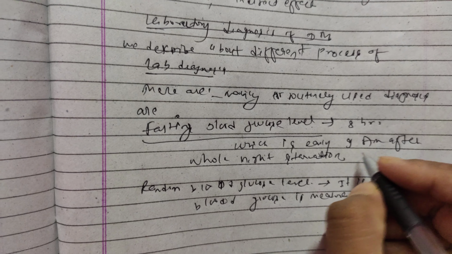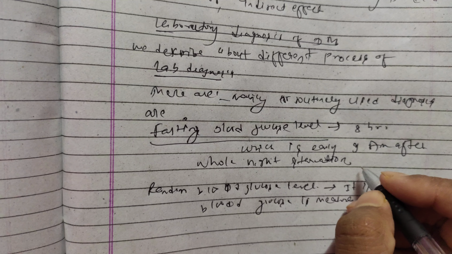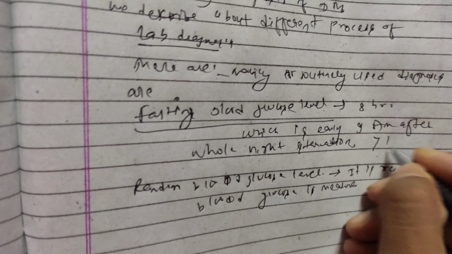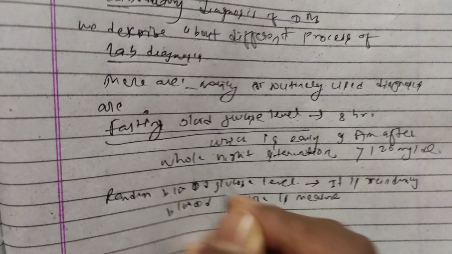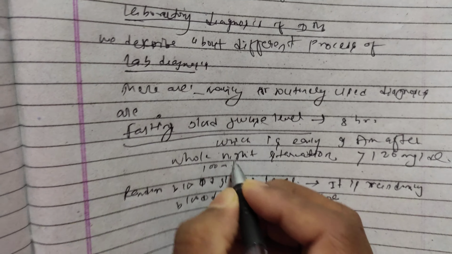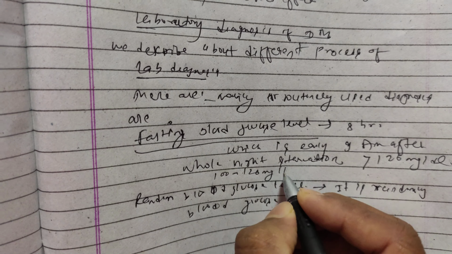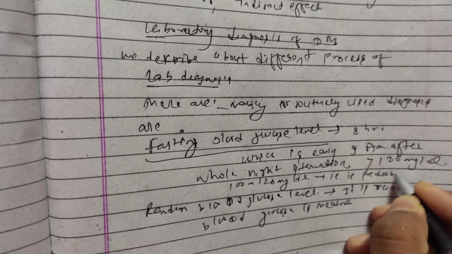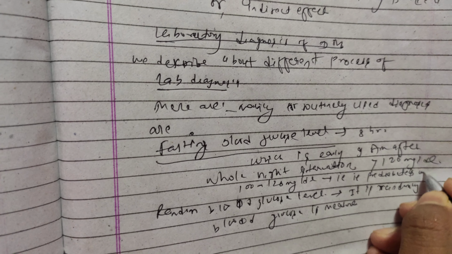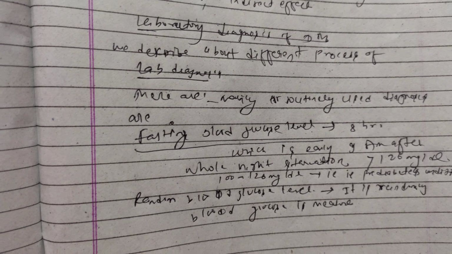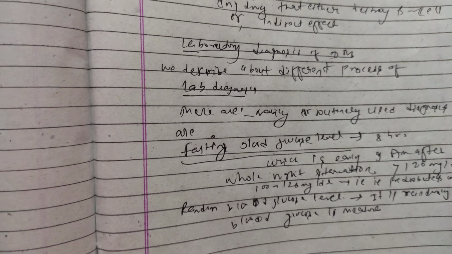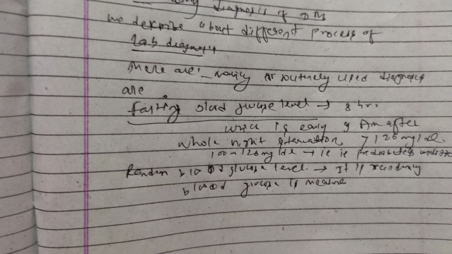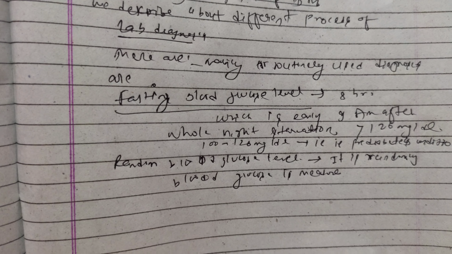In fasting blood glucose level, for an individual to be suffering from diabetes mellitus, the blood glucose value should be greater than 126 mg per deciliter, and if the value is within 100 to 126 mg per deciliter, then it is a pre-diabetic condition. Pre-diabetic condition means the condition in which there is an increase in the blood glucose level, but the individual is not suffering from diabetes mellitus, and is neither considered normal.